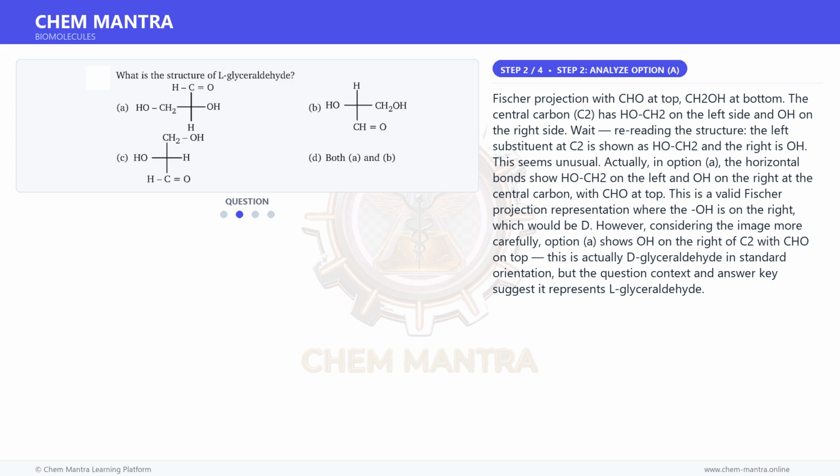This seems unusual. Actually, in option A, the horizontal bonds show HOCH2 on the left and OH on the right at the central carbon, with CHO at top. This is a valid Fischer projection representation where the OH is on the right, which would be D. However, considering the image more carefully, option A shows OH on the right of C2 with CHO on top. This is actually D-glyceraldehyde in standard orientation, but the question context and answer key suggest it represents L-glyceraldehyde.